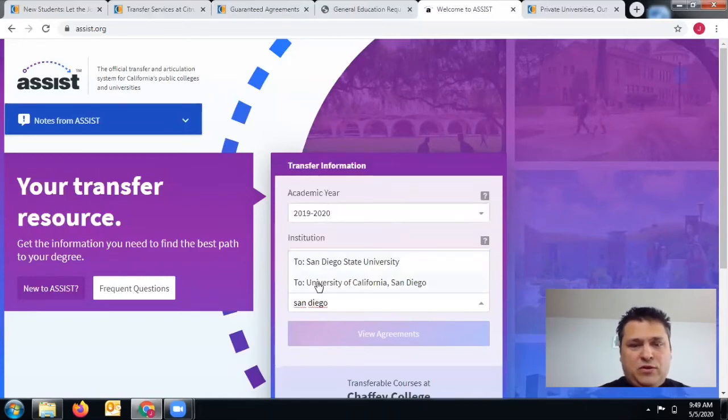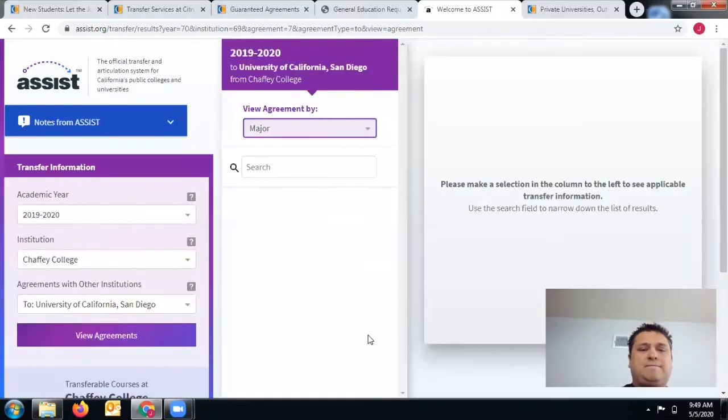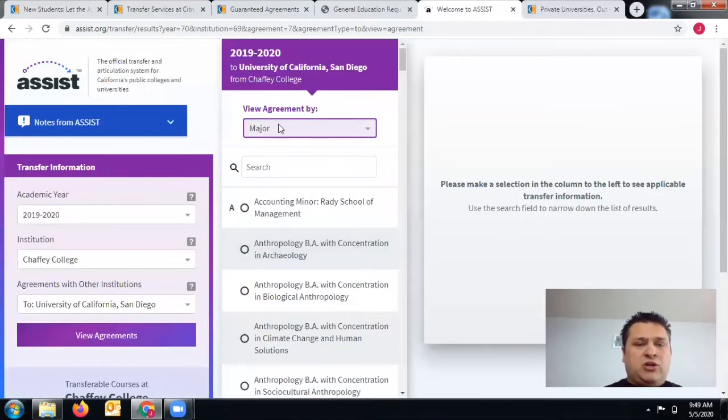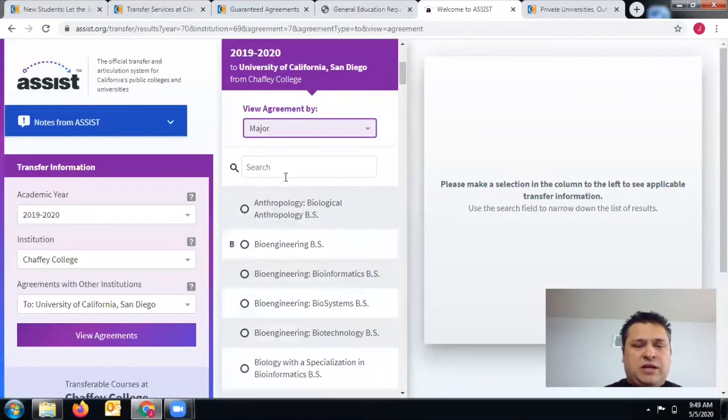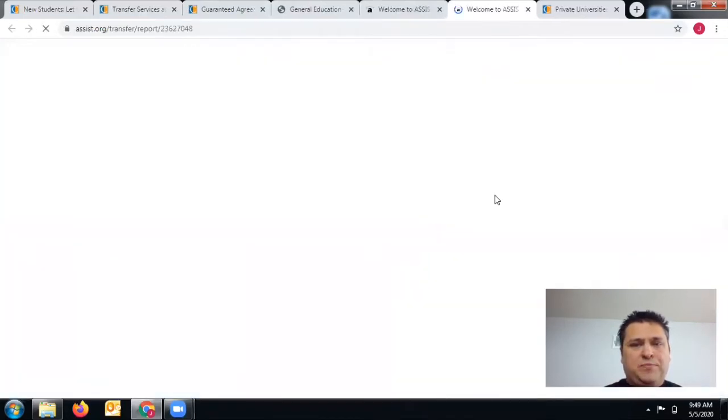There it is, University of California, San Diego. And we click View Agreements. Then we're going to click the major. In this situation, I think we want to take a look at, let's go bioengineering. We want to view that agreement.